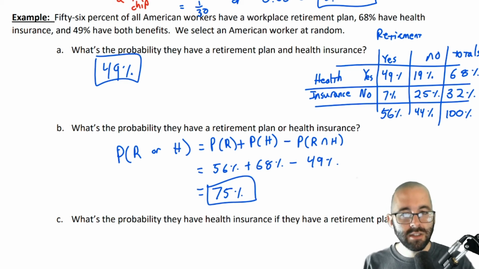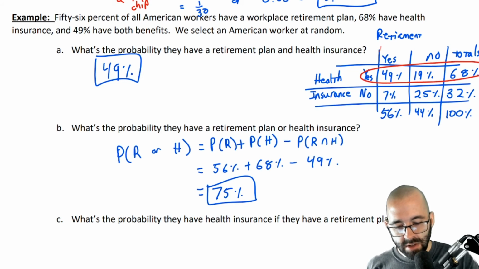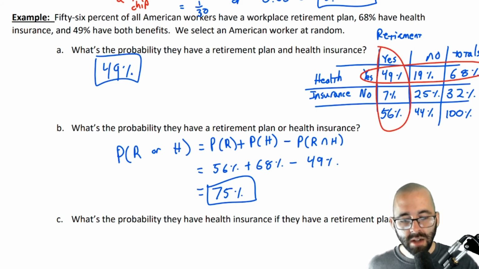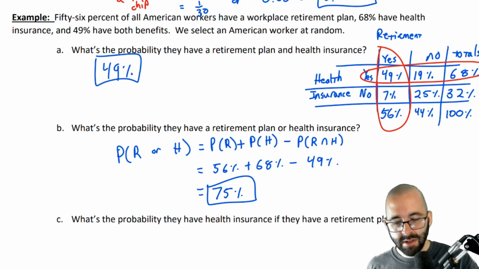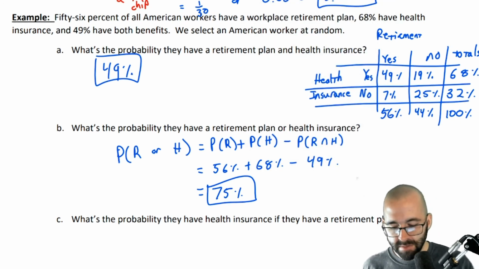Let's check our contingency table and see if that makes sense. Retirement or healthcare. Well, healthcare is this one. Retirement is this one. If we add up all of those three numbers on the inside, we get 56 plus 19 is 75. So again, just one way you can do it with or without the contingency table. It's all wholly optional making that table up there.